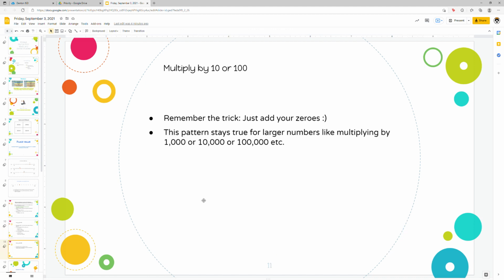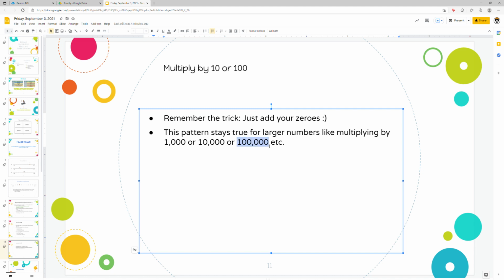So just remember the trick. All you have to do is add your zeros to the end. This pattern stays true for larger multiples of 10. If I'm multiplying by 10, 100, 1,000, 10,000, or even 100,000, if I'm taking a number, let's start with a simple digit so we can think about this in our heads. Let's say I have 2 times 100,000. All that's going to happen is I'd have 2, and I'd need to add 5 zeros to the end of it, and it would make it 200,000.